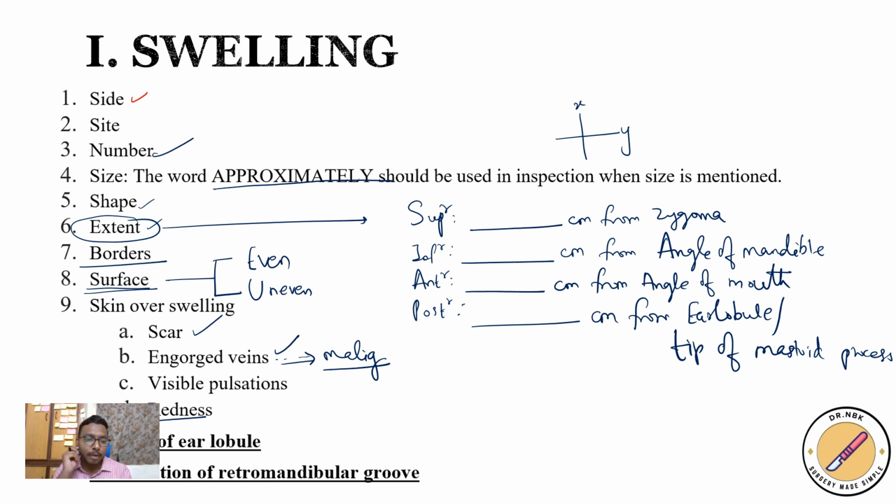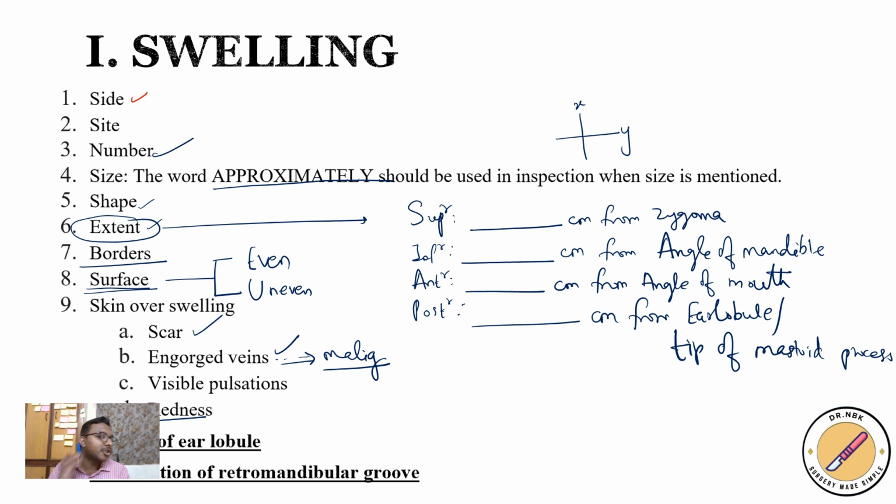Then raising of ear lobule, very important. The two important specific findings in inspection for a parotid swelling: if it is a large swelling, there will be raising of ear lobule. So how will you examine for raising of ear lobule? Either you should stand in front of the patient or behind the patient and you should compare both sides. Then you can easily appreciate the raising of the ear lobule.